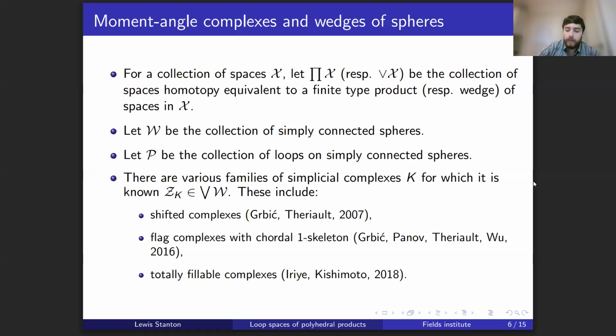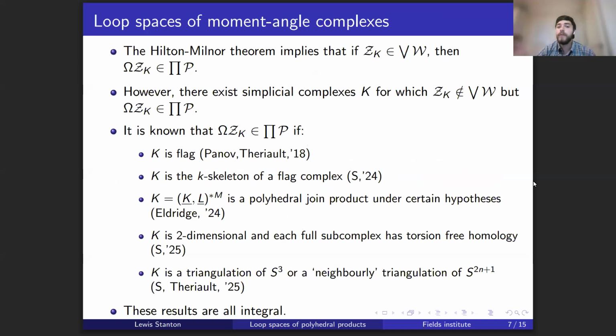But the point of this for what we want for loop spaces is that if you know that your moment angle complex is homotopy equivalent to a wedge of spheres, then the Hilton-Milnor theorem implies that the loops on the moment angle complex decomposes as a product of looped spheres.